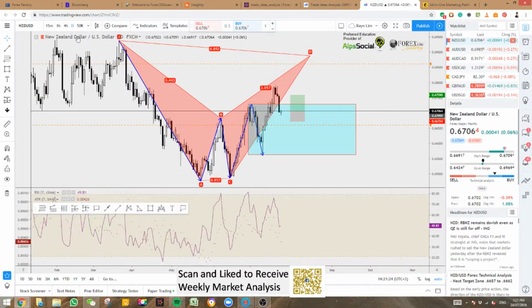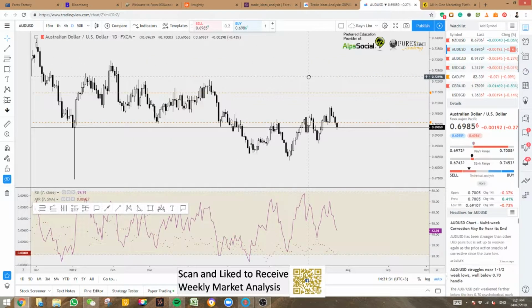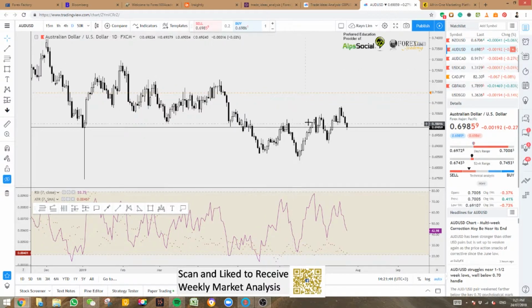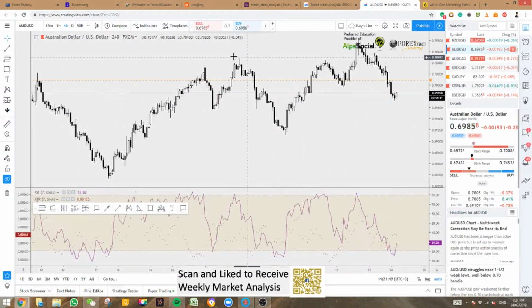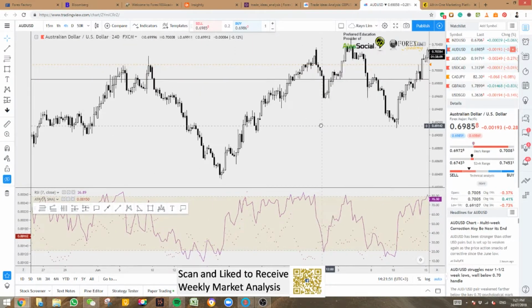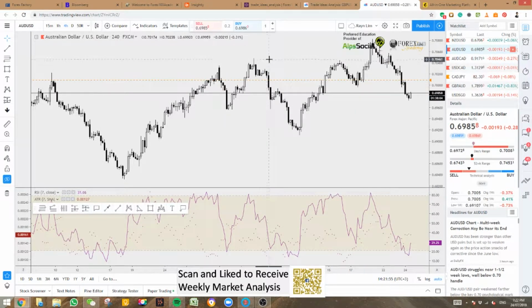Raphael, does this help? Okay, to the next pair, the Aussie dollar. The Australian dollar was very bearish, then it went bullish. So right now on the daily chart, the Aussie dollar is on a bullish trend. On the 4 hour, it is bullish as well.